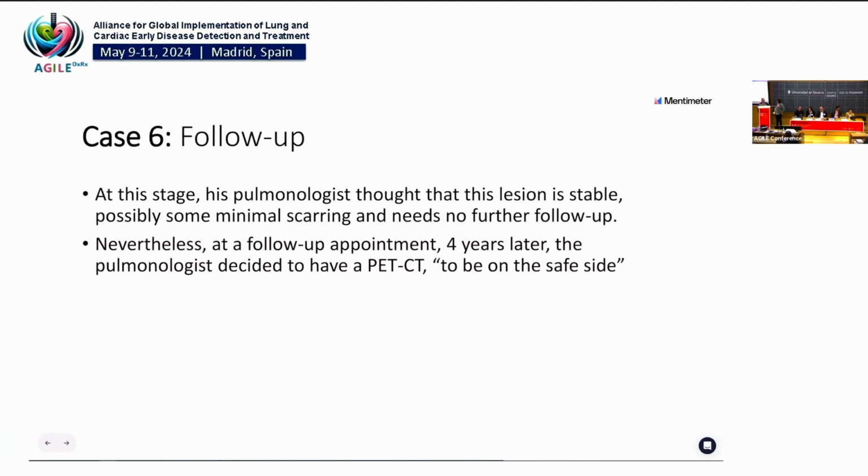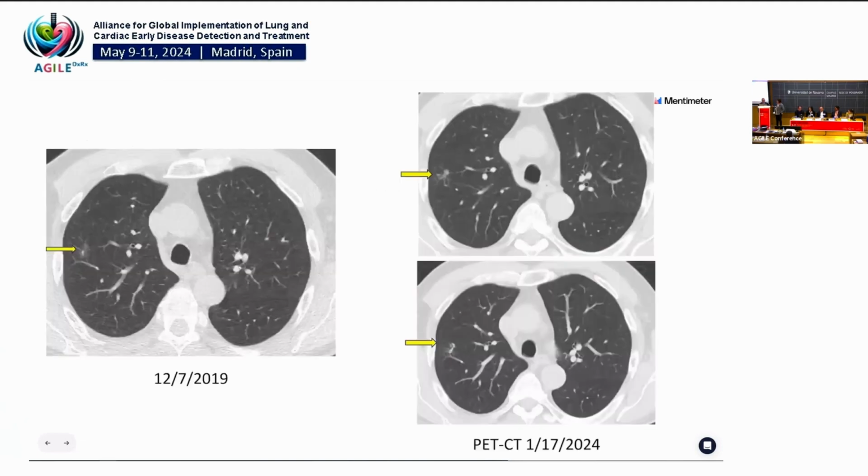And the pulmonologist said, okay, I think you don't need to follow it anymore, but let's do PET CT just to be on the safe side. Slow growing lesions with PET CT is not a good idea to follow with that. Yeah, we know, but the pulmonologist didn't know. We also thought that he doesn't need to follow it anymore.